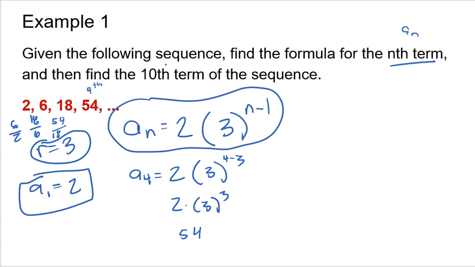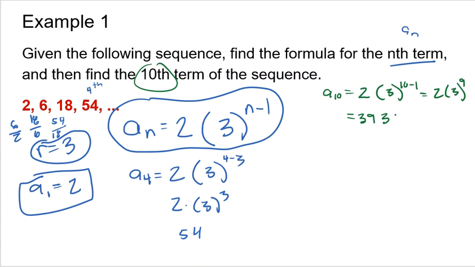All right, now let's go ahead and do the other thing it asked. It did ask to find the 10th term. So let's go ahead here and find the 10th term by just plugging in 10. So I have 2 times 3 to the 10 minus 1, which is 2 times 3 raised to the 9th. And I definitely am going to need my calculator for this one. I cannot do that in my head. So 3 raised to the 9th is 19,683 times 2. And I get 39,366. So really, really big. So geometric sequences do get really, really big very, very fast.